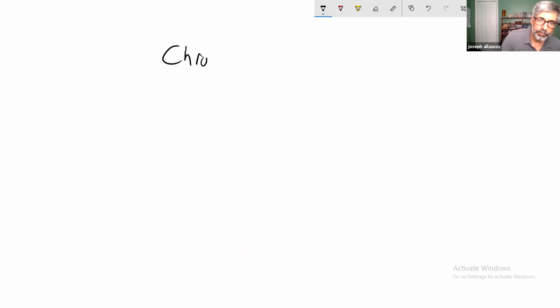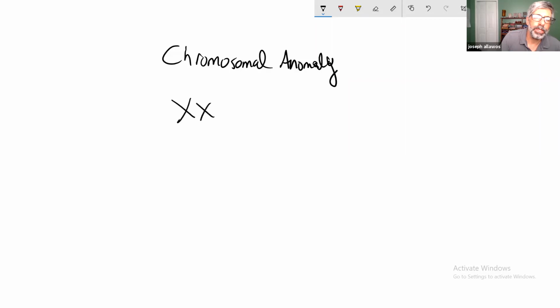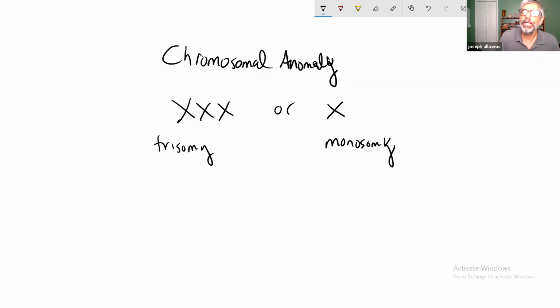So, chromosomal anomaly. Again, now we're talking about on the chromosome level, some major change. One of the most common chromosomal anomalies is trisomy or monosomy. And so now what's happening at some location, there is either in trisomy an extra chromosome or in monosomy missing a chromosome. Okay. What I mean by some location, remember humans have 46 chromosomes, 2 sets of 23.